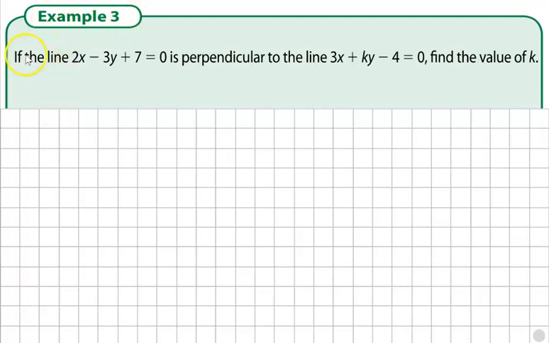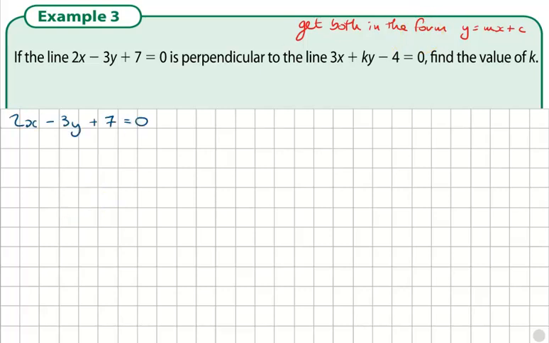Example 3. If the line 2x minus 3y plus 7 equals 0 is perpendicular to the line 3x plus ky minus 4 equals 0, find the value of k. So what we're going to do is get both equations in the form of y equals mx plus c.